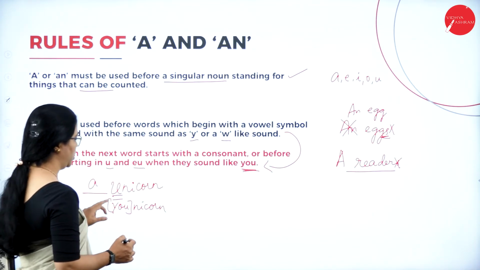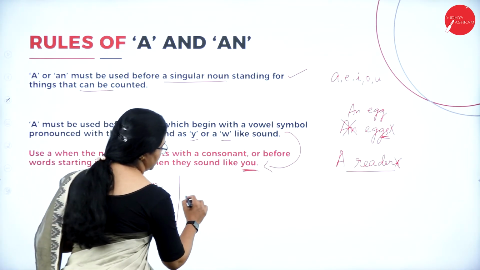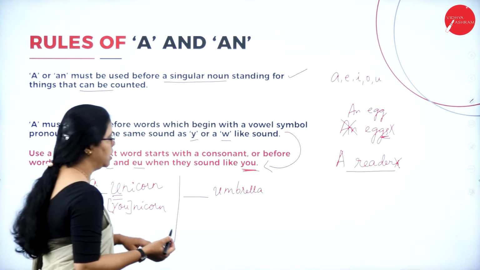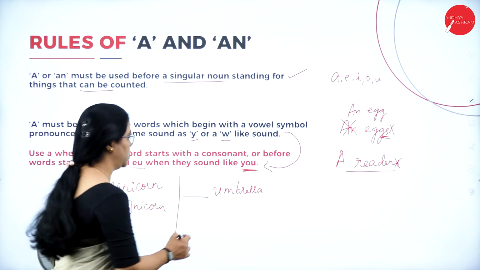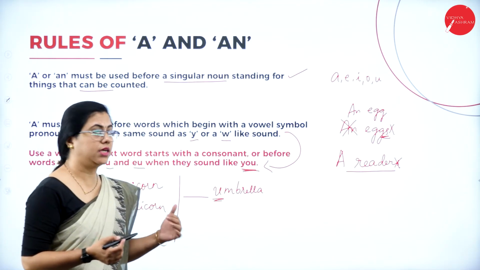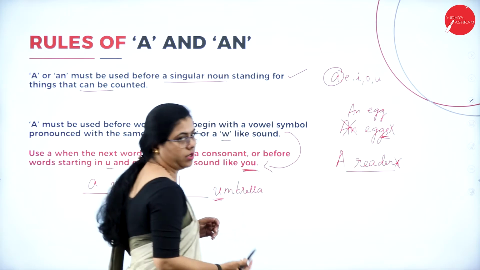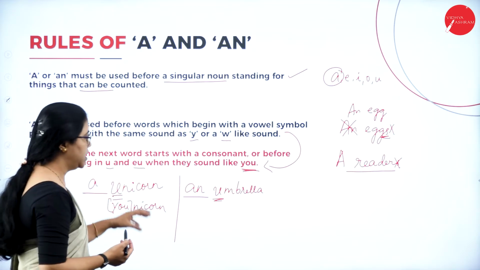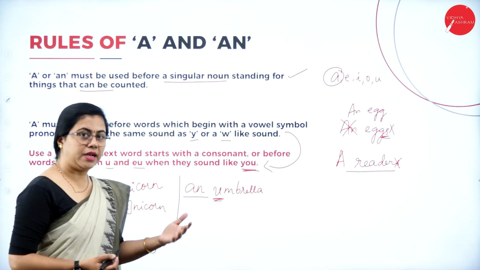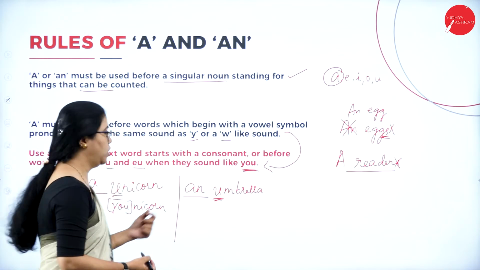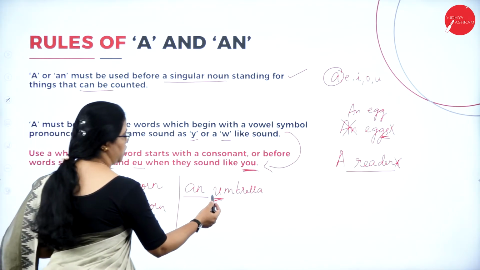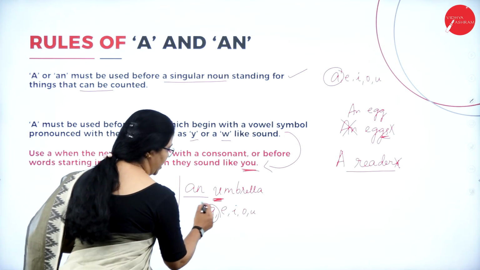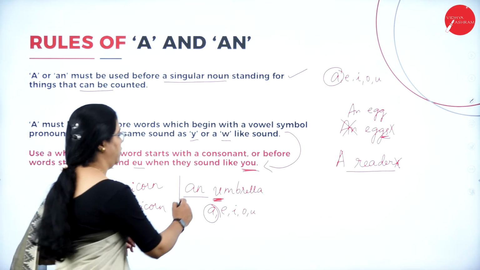Let me give you another example with the same letter: umbrella. How do you pronounce this word? It begins with an uh sound, which means it's a vowel sound. So you have to use an umbrella. So whenever U is pronounced as "you," you have to use a. Suppose it is pronounced with one of the vowel sounds A, E, I, O, U, then you have to use an.